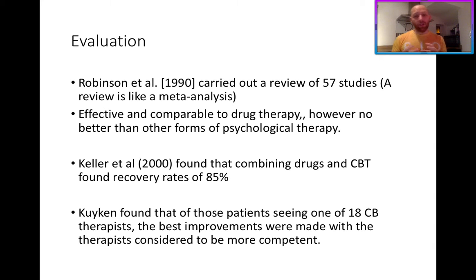Kuiken found that those patients seeing one of 18 cognitive behavioural therapists had varying outcomes. In other words, those that saw the most competent therapist had the best outcomes. Now this is really important because this suggests that the client-therapist relationship is a crucial factor leading to differences in the effectiveness of treatment. So if I'm your therapist and I'm really good at my job, you may have better outcomes than if I'm incompetent.